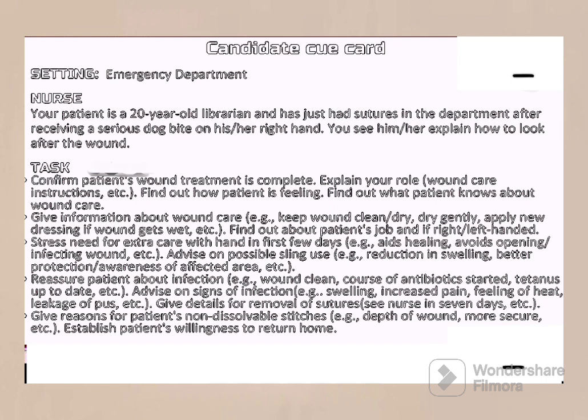So we can tell like this. Either you can ask, do you have any concern? The patient's answer will be, how can I take care of my hand? So the answer will be, yes, of course, I can explain that to you. For the first few days, please take extra care of your hand to aid your healing and to avoid the opening or to prevent further possible infections of the wound.